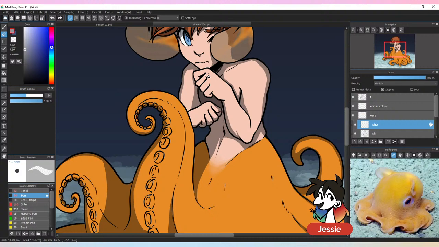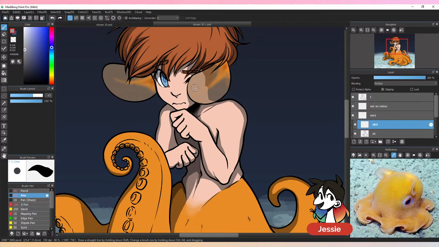Sometimes you just kind of need a second layer of shadows, just to make everything feel a little bit more dimensional. I usually do this on the same layer, but I'm kind of feeling doing it on multiple just for this. Just this once. Especially on the head area here, because this is kind of bothering me.